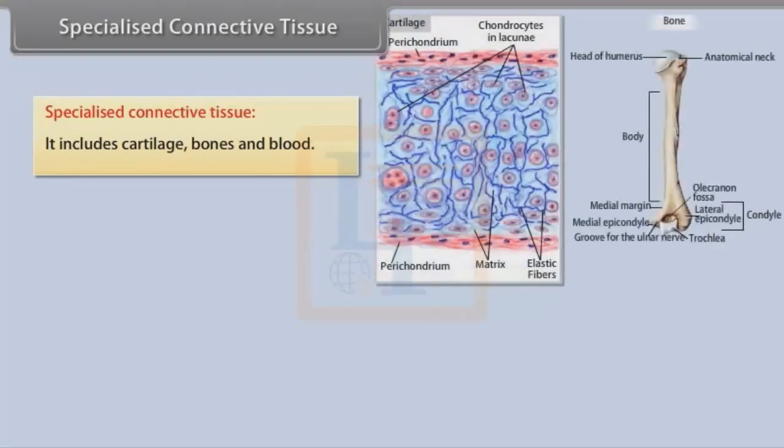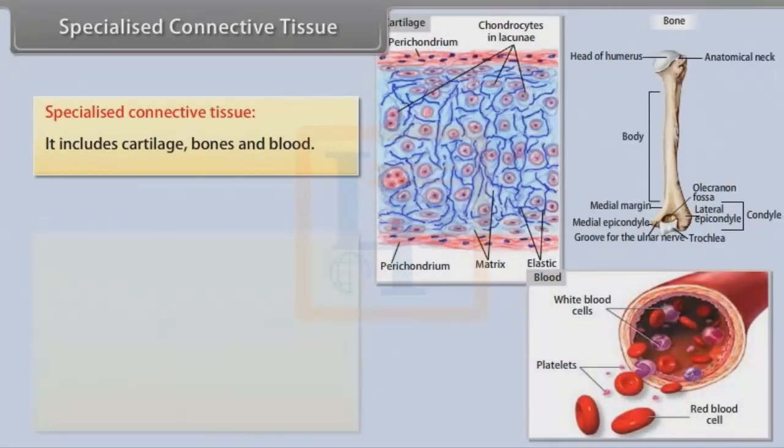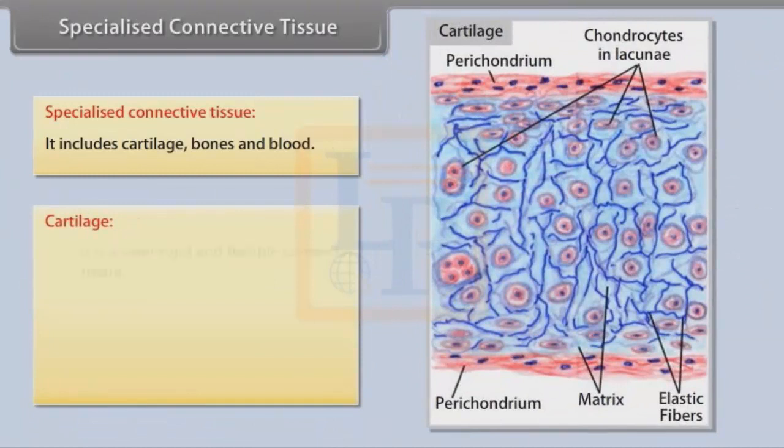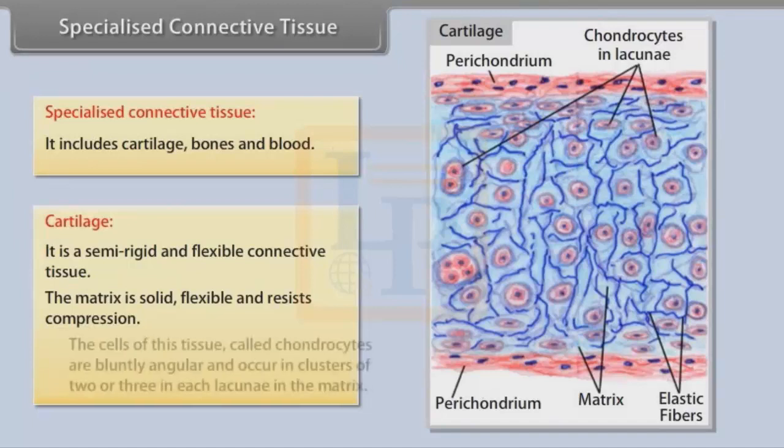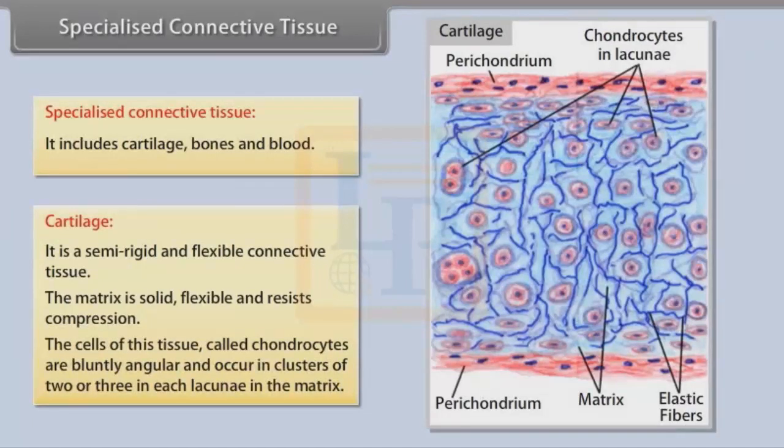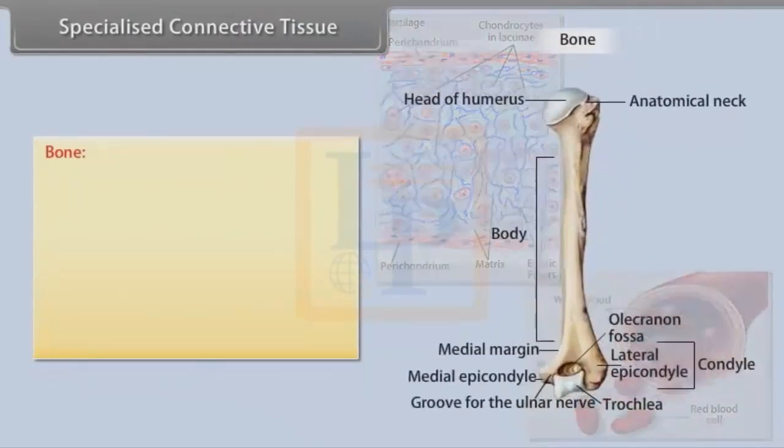Specialized connective tissue. It includes cartilage, bones and blood. Cartilage. It is a semi-rigid and flexible connective tissue. The matrix is solid, flexible and resists compression. The cells of this tissue, called chondrocytes, are bluntly angular and occur in clusters of 2 or 3 in each lacunae in the matrix.